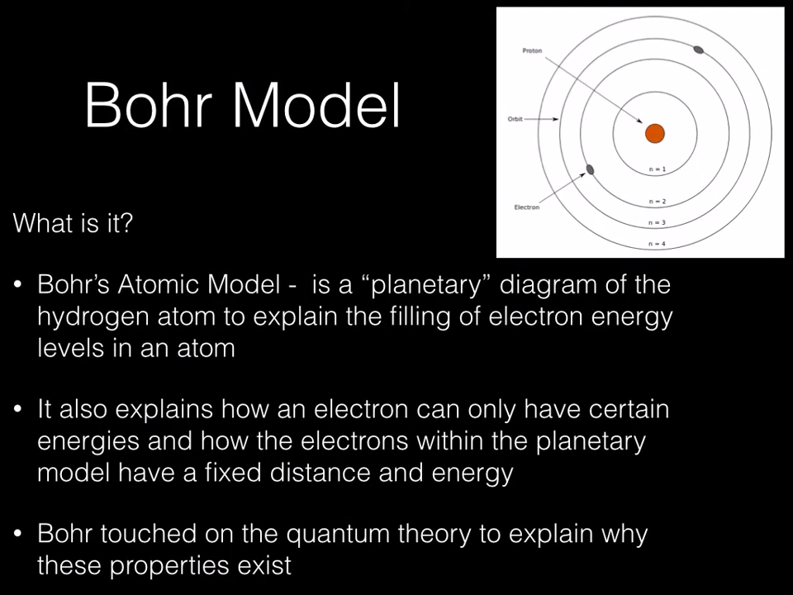The Bohr model is a planetary diagram of the hydrogen atom to explain the filling of electron energy levels in an atom. It is designed with the nucleus as the sun and the electrons orbiting it. It also explains how an electron can only give certain energies and how the electrons within the planetary model have fixed distance and energy. Bohr also touched on the quantum theory to explain why these properties exist.